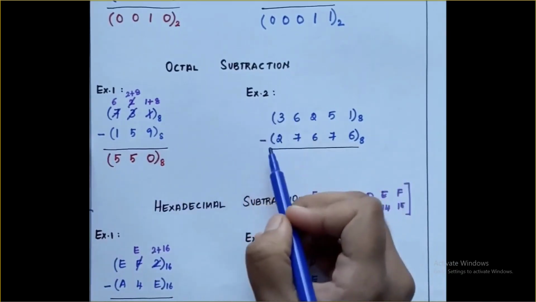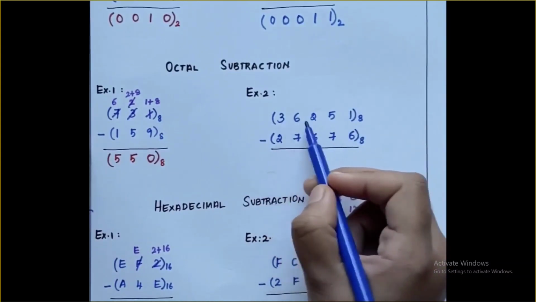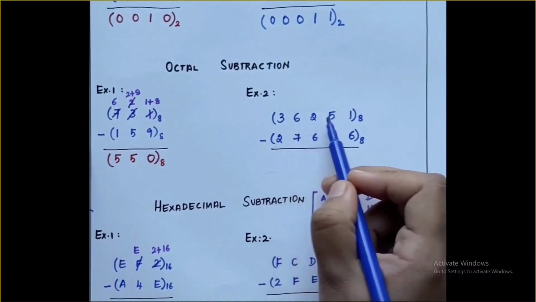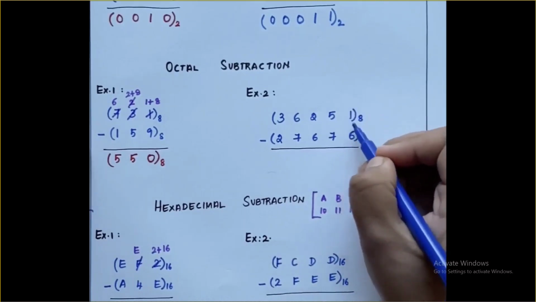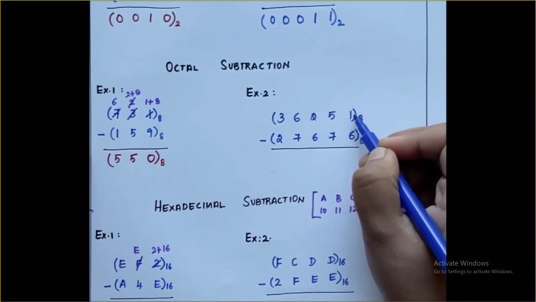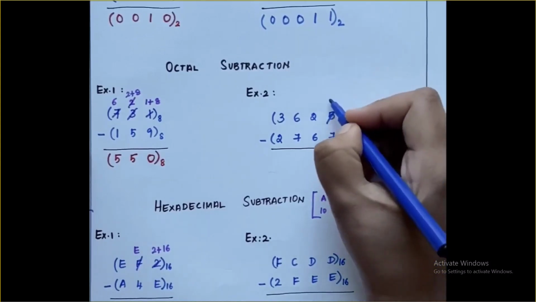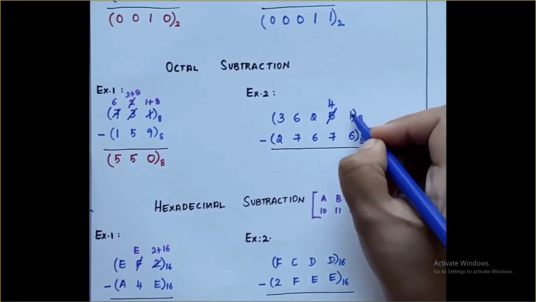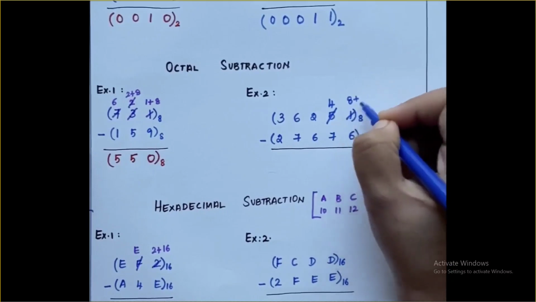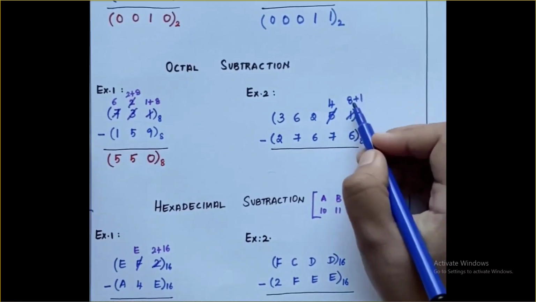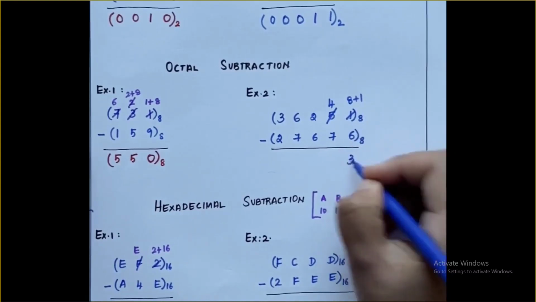Next we will solve one more example. Given is a 5-digit number, 36251 minus 276676. So 1 is less than 6, so we have to borrow again. In the previous bit we have to reduce 5 to 4. And instead of 1 we have to add the base value which is 8 plus the current value 1. So 8 plus 1 will be 9 and 9 minus 6 will be 3.